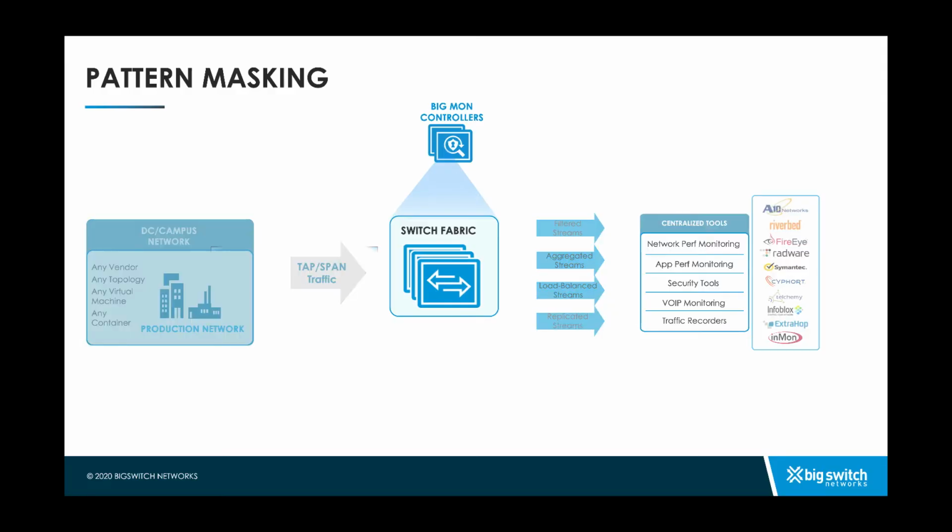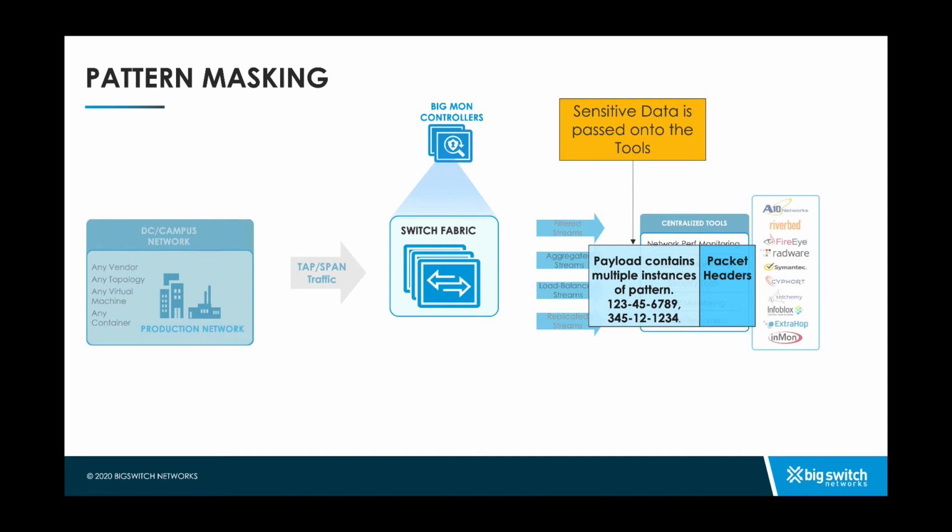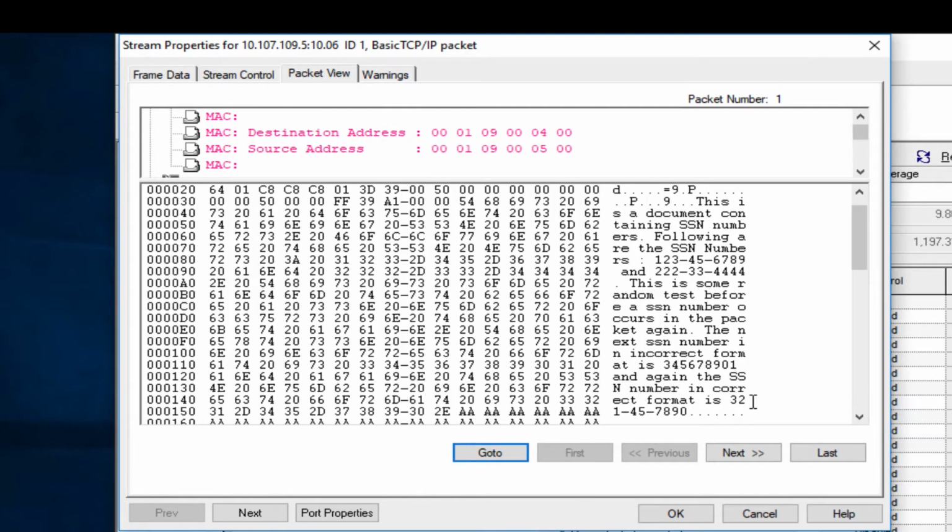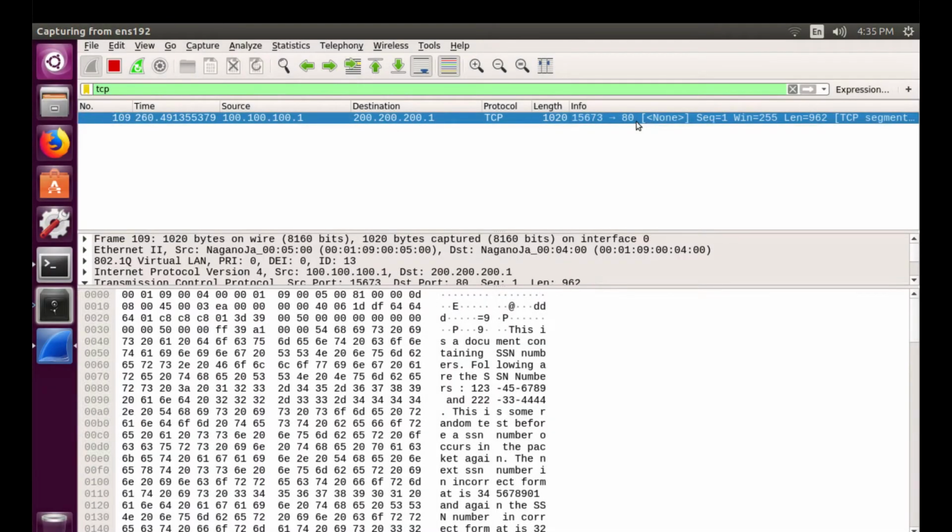Let's consider that the packets that are tapped from the production network have sensitive information, say like social security numbers. When the fabric forwards these packets without a masking service, the tools now have access to the sensitive data within the packets. This can violate the compliance and the privacy policies of an enterprise. In this example, we see that the tapped packet has multiple instances of the social security numbers spread throughout the payload, and this will be sent as is to the tools. With the BMF policy without the masking service, Wireshark, which is emulating the tool, sees the sensitive information as is.